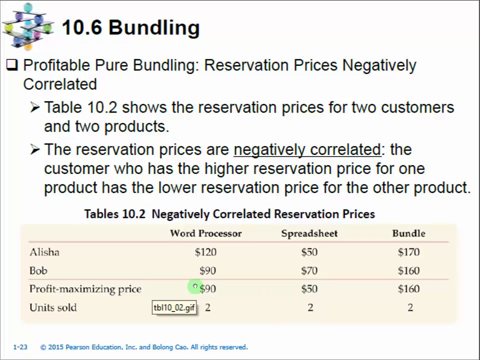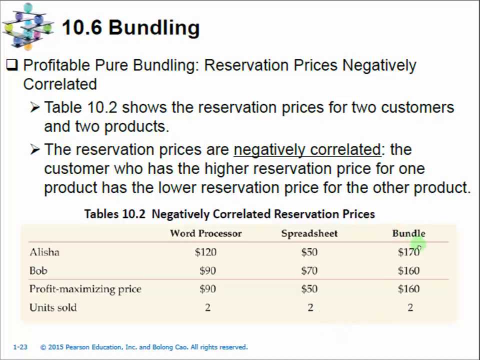So when we price the word processor and the spreadsheet separately, at $90 for the word processor and $50 for the spreadsheet, we can sell 2 of each. We bring in 180 plus 100, totally $280. That is the profit in this case because of zero marginal cost, or say the producer surplus, when we price the products separately.